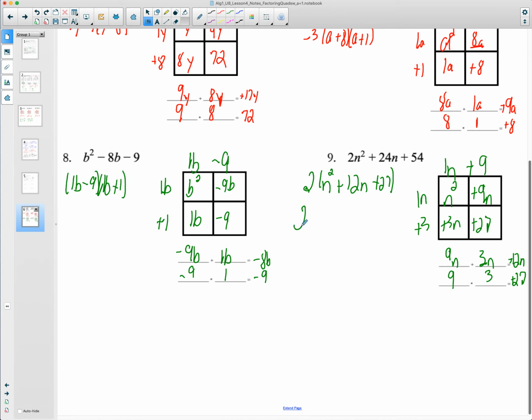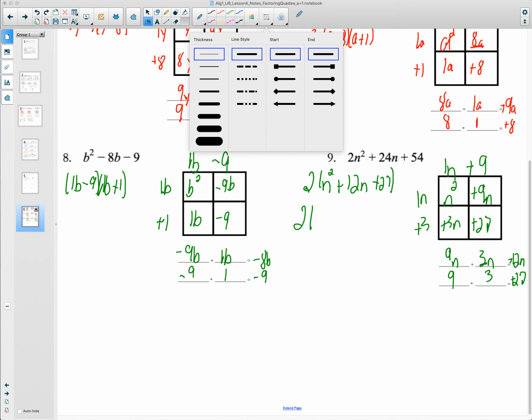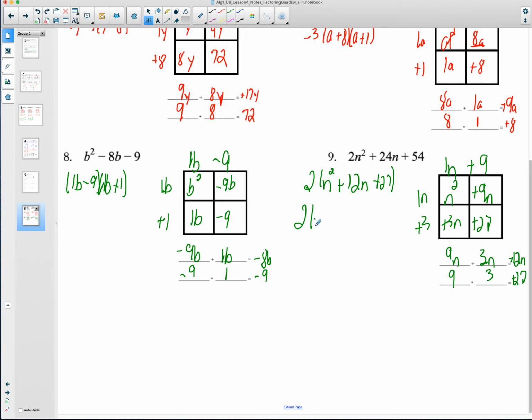So 2, and then we have n plus 9, and n plus 3. All right, there we go.